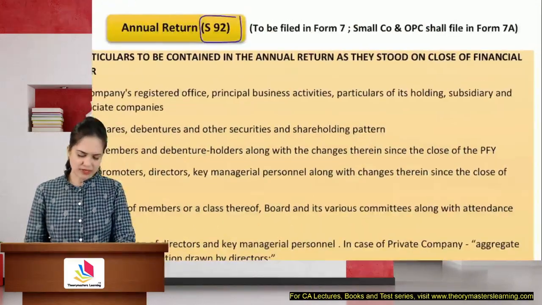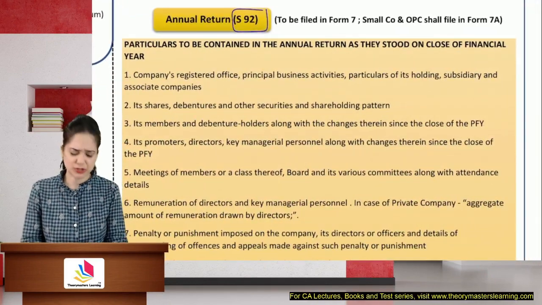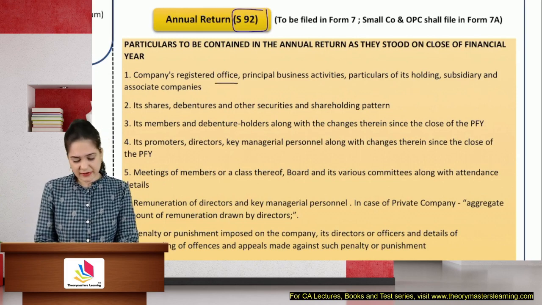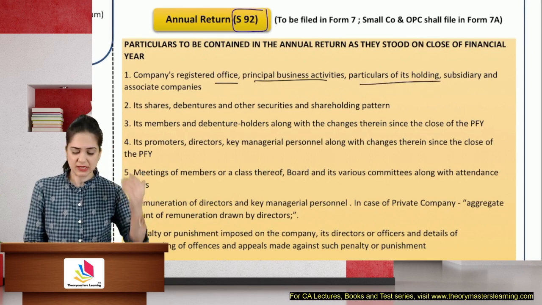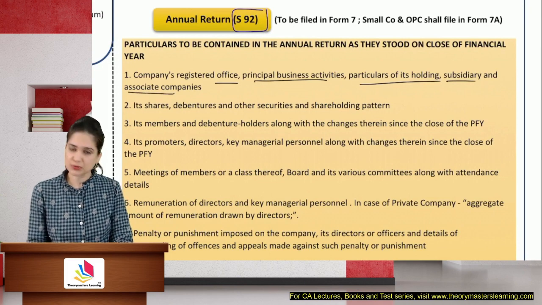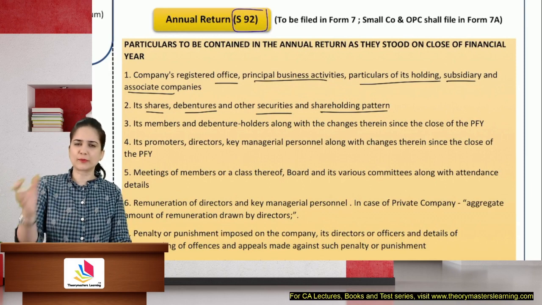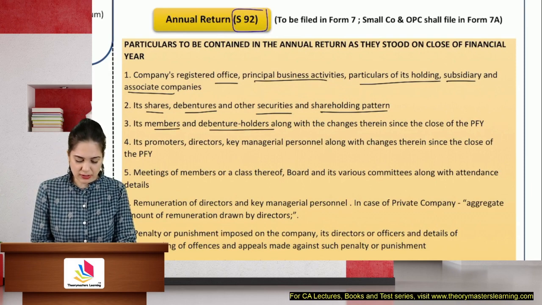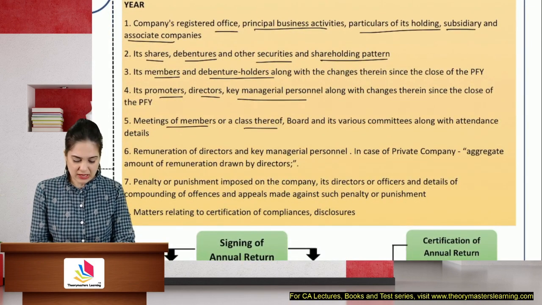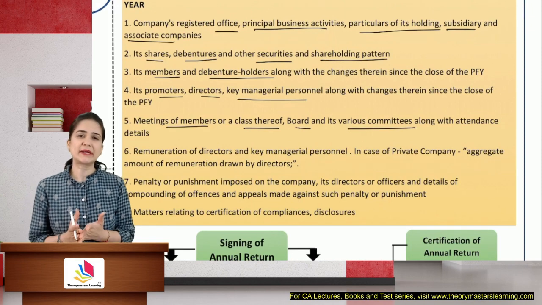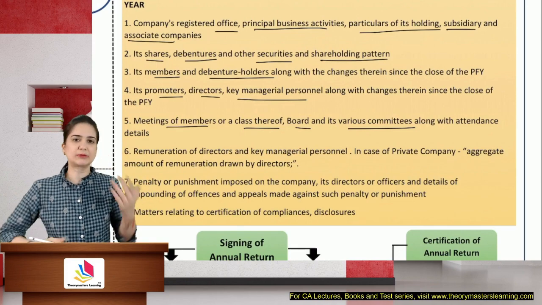What is mentioned in the annual return? As I already informed students, this is just a compliance requirement. It contains both financial as well as non-financial data. Company's registered office, where is it situated? What is the principal business activity? What is the main source of activity? What are the details of holding, subsidiary, associate companies, details of shares, debentures and other securities, and also the shareholding pattern, the promoter group, non-promoter group, the members, debenture holders, promoters, directors, key managerial personnel, meetings of members, class, board and other various meetings. So when was the meeting conducted? What was the date of the meeting? How many people attended the meeting? What was the attendance? When was the meeting held?